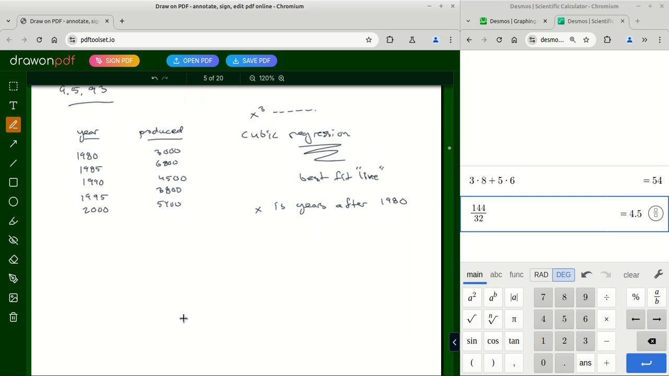So, what is going on? Let's just say for a second, I'm going to rough graph this thing. We got 3,000, 6,000, 2,000. You know, it's all over the place. And again, these are years after 1980. So technically, I don't want to use these. I want to use 0, 5, 10, 15, and 20. But regardless, I'm going to just rough graph some of this stuff, and it looks something kind of like this probably.